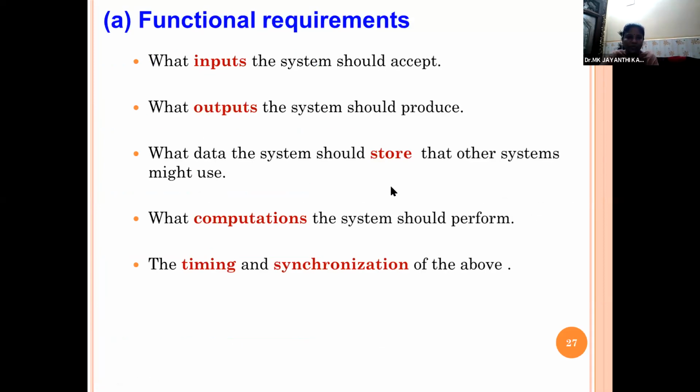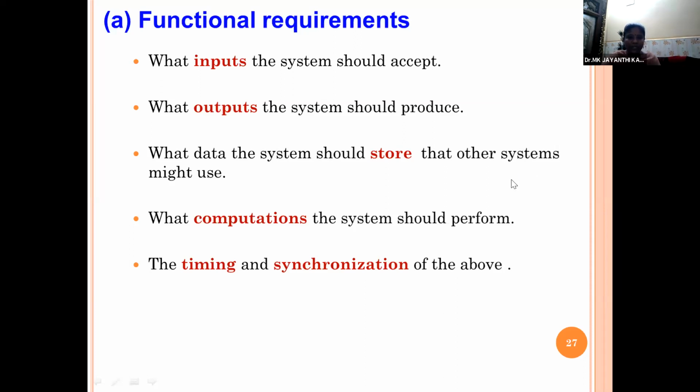So then what does functional requirement mean? What inputs the system should accept. So the various input elements of the system will come under functional requirements. What outputs the system should produce, the output functions. What data the system should store that other systems might use. What are the data we're going to store permanently in the databases. And what computations the system should perform. The various computations or transactions. The timing and synchronization of the above. So how many times we are going to repeat the process, and how the data is going to be synchronized. So these various activities will come under functional requirements.